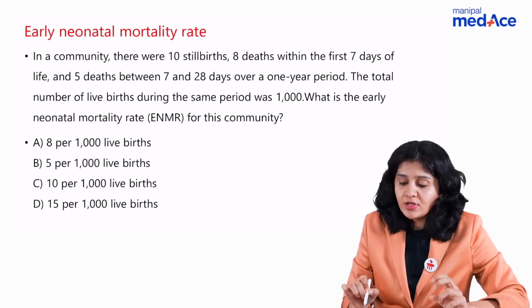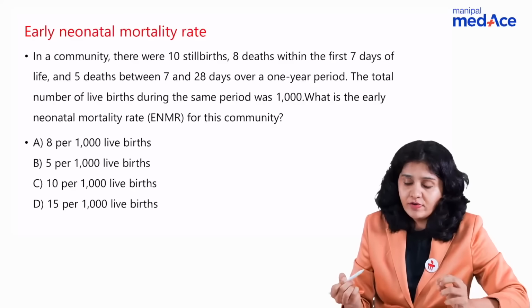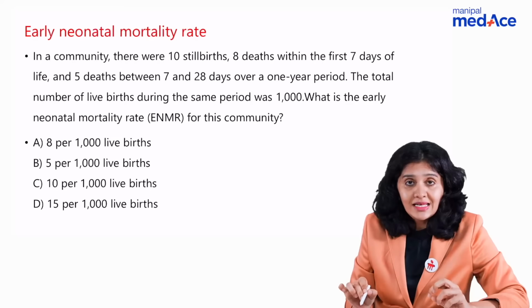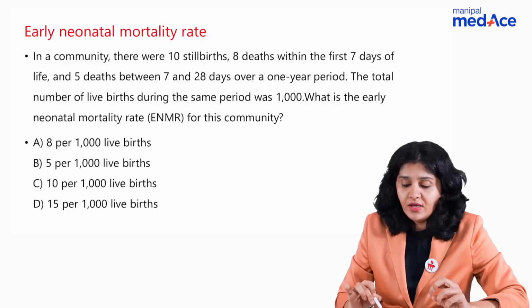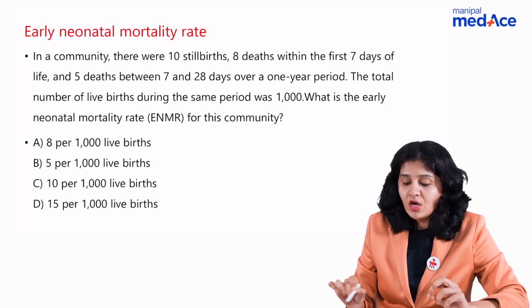Again, for this question, I could not get the exact values, but of course, if we understand the concept, we can solve the question. In a community, there were 10 stillbirths, 8 deaths within the first 7 days of life, 5 deaths between 7 and 28 days over a 1 year period. The total number of live births during the same period was 1000. What is the early neonatal mortality rate for this community?